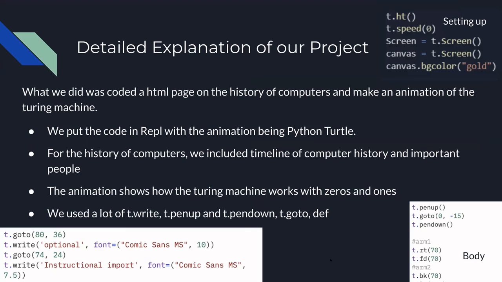What we did was create a web page for the history of computers and an animation using Python Turtle. For the history of computers, we made it show the timeline of computers and pictures of important people responsible for the concept of the Turing machine. The animation shows how the Turing machine works by drawing a stick figure which presents an image of the Turing machine. We used zeros and ones as input and wrote text for instructions to show the computer processing and an output. We had a lot of code, including t.write for text and t.goto for the position. We also added colors and incorporated much of the knowledge we accumulated.